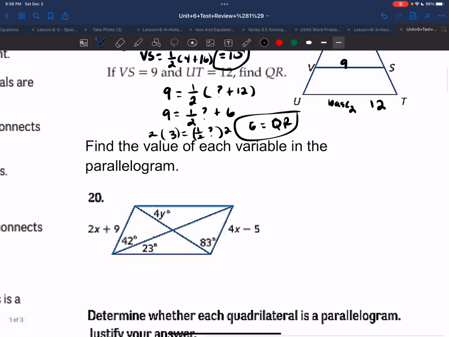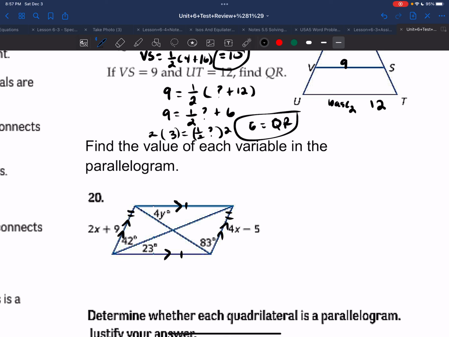Find the value of each variable in the parallelogram. Again, what we have to know is that this is a parallelogram. Opposite sides are parallel. So this side here and this side here are parallel. This side here and this side here are parallel. And then the opposite sides are congruent. Okay?